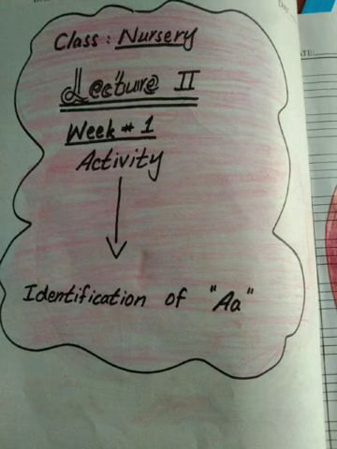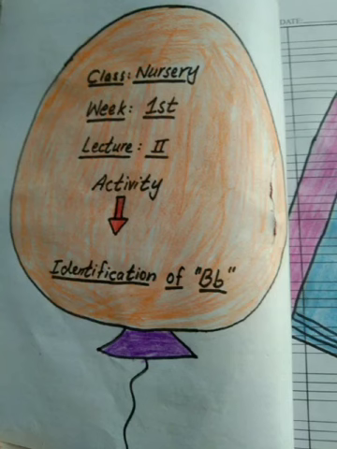Today I am going to deliver the lecture of first week of June, and the lecture number is 2. Today we are going to do an activity. It's about identification of A and B.